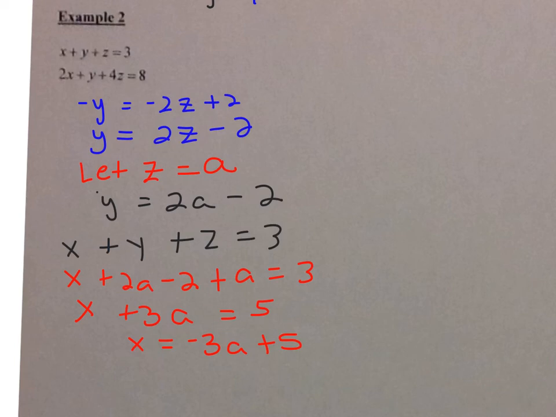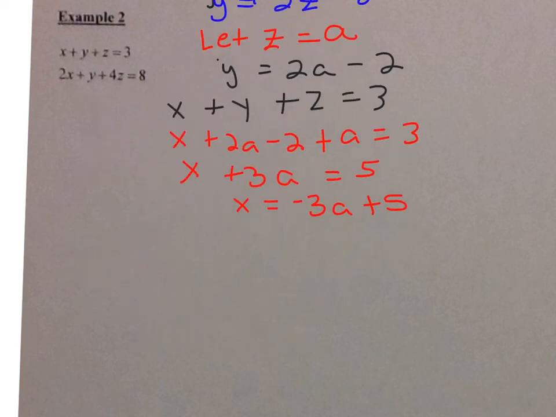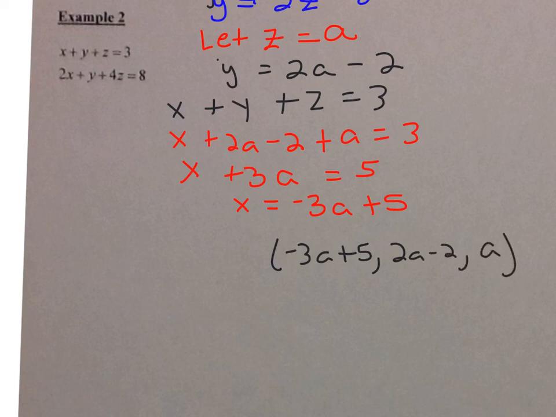So now I have my solution in terms of a. So my solution in terms of a is negative 3a plus 5, that's my x value. Y is 2a minus 2, and z is a. That's in terms of a.